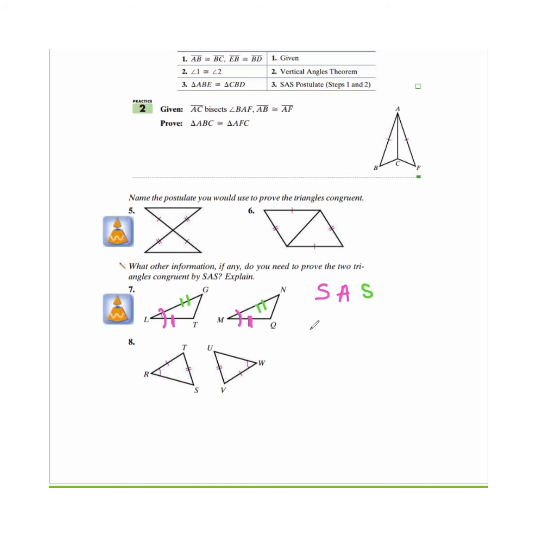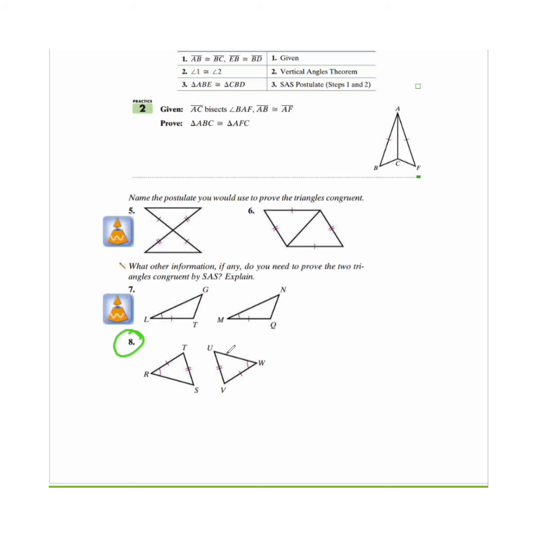So what do we need to prove? We need to prove that LG is congruent to MN if we want to prove the congruency using SAS.